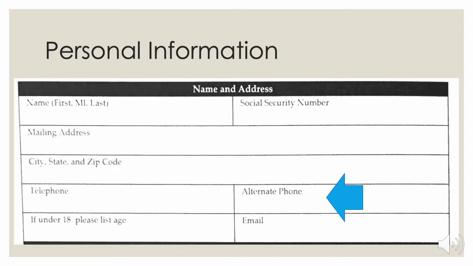The box immediately to the right asks for an alternate phone number if you have one. Some people would put their home phone number or their business phone number here. But if you have neither of those things, you can simply put NA in the box, which stands for not applicable.